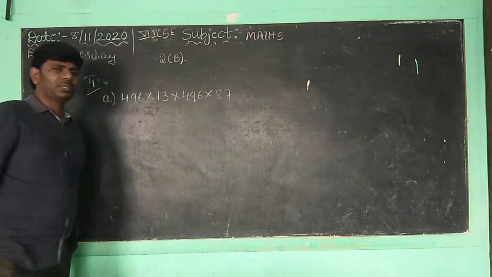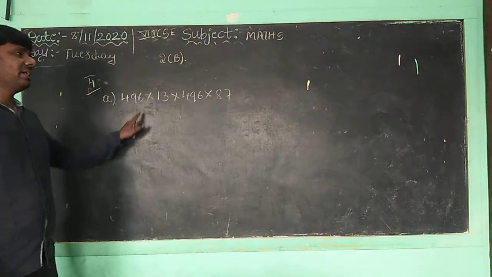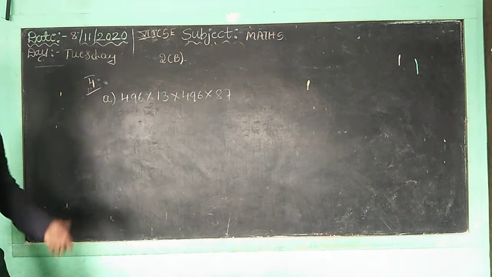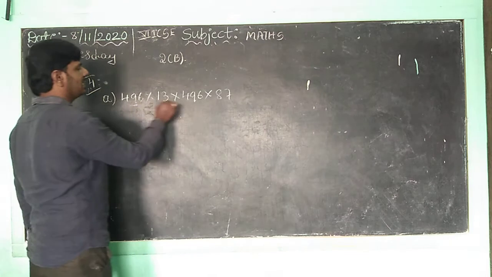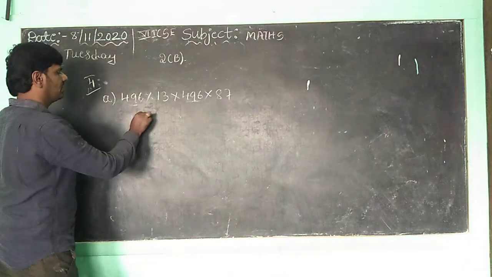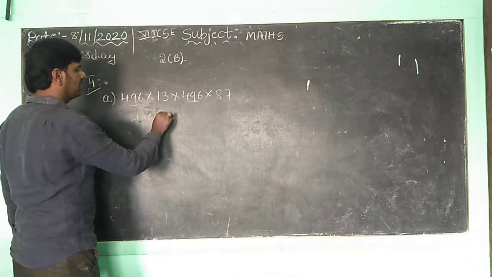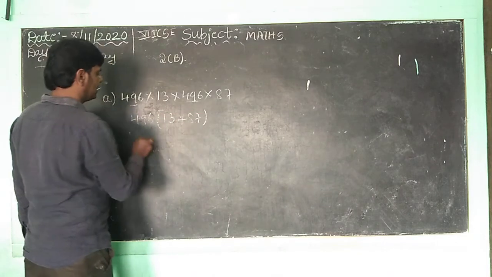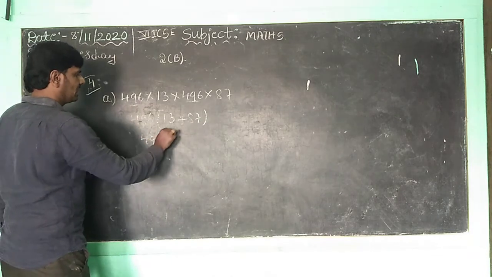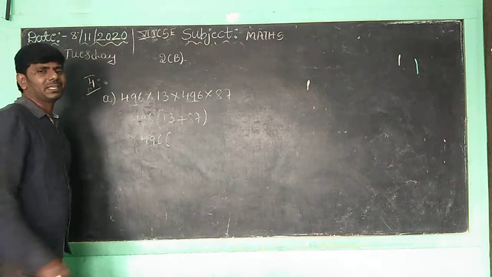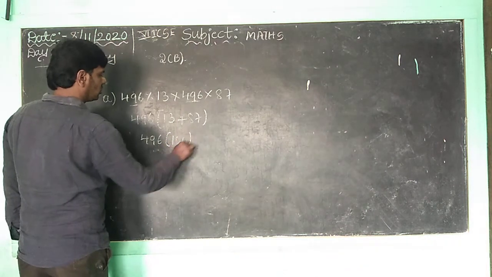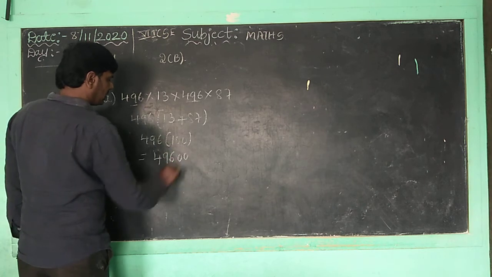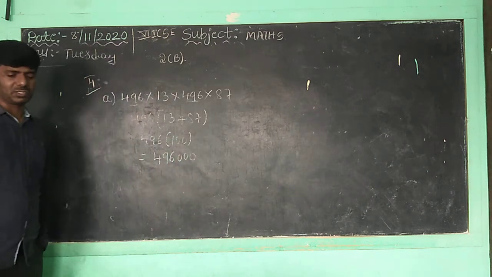Children, this question is very important. It is coming in your examination. Here 496 into 13, 496 into 87. You want to take the repeating number common. Here also 496 is there, here also 496 is there. You want to take it common, remaining 13 plus 87. Children, 496 stays as it is. You want to add this one, 13 plus 87 is 100. So children, now we want to multiply 496 into 100, which is 49600.